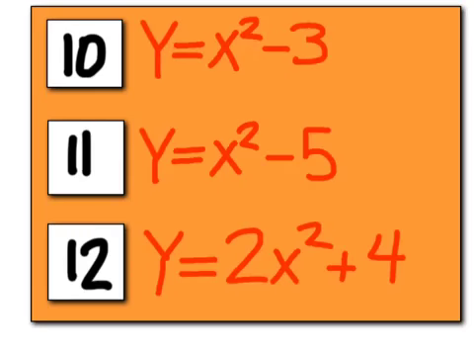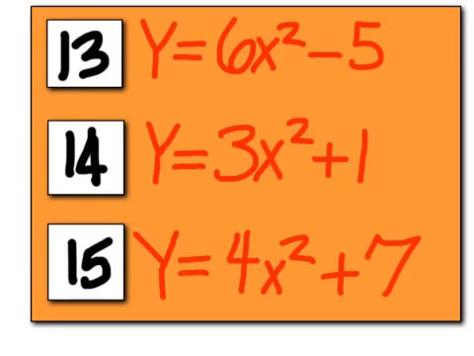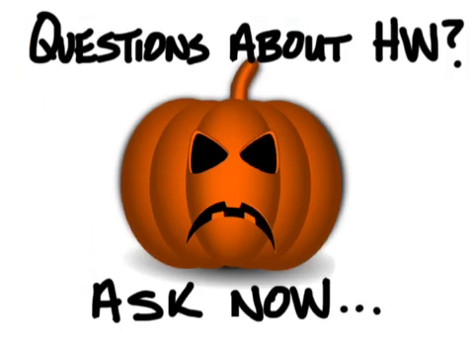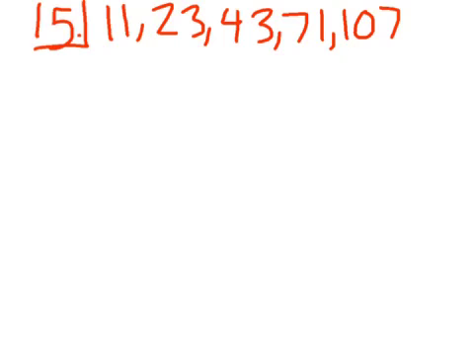Okay, answers are y equals x squared minus 3, y equals x squared minus 5, and y equals 2x squared plus 4. Okay, answers are y equals 6x squared minus 5, y equals 3x squared plus 1, and y equals 4x squared plus 7. Okay, questions. Go ahead and pick a couple, and I'll go do them.